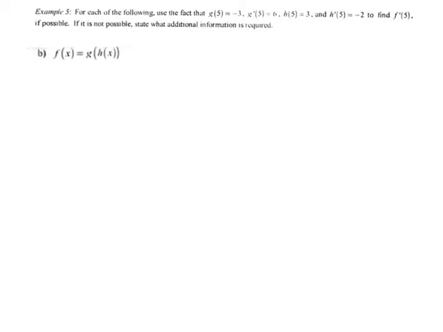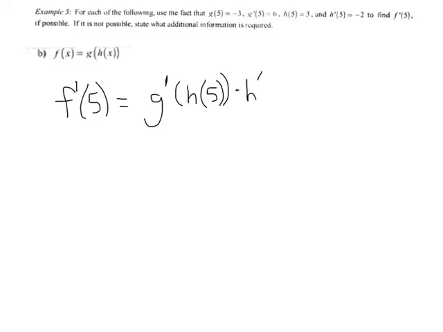Next one, function f equals g of h of x. So in this case we have a composite, we're going to be using the chain rule. So f prime of 5, the outside function is g, so I need to take the derivative of g, leave the inside function alone, and our x value that we're interested in is 5. And then we are also needing to multiply by the derivative of the inside function. So we need to multiply by the derivative of h, and again the x value we're interested in is 5.